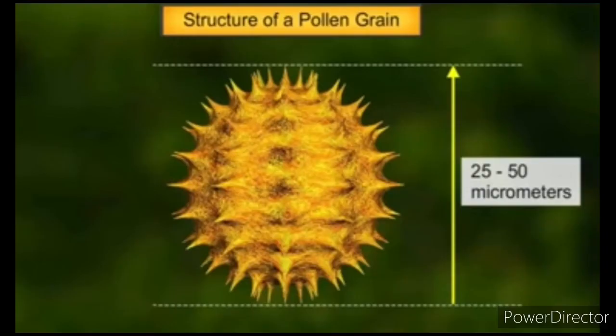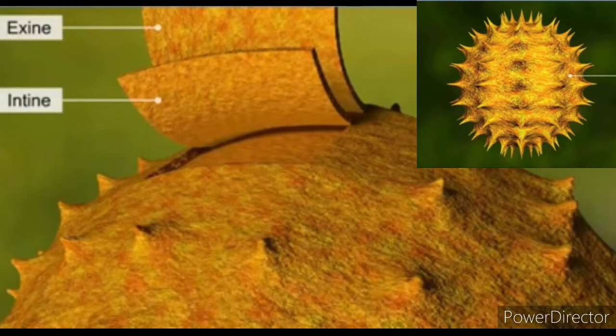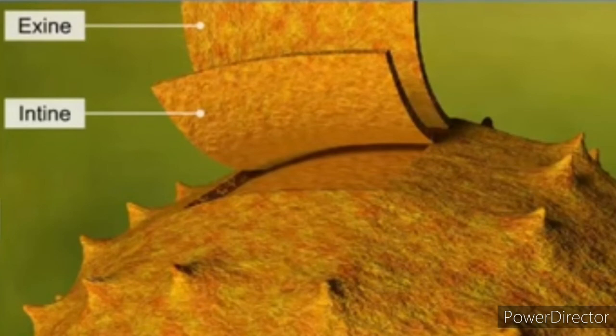Now we have seen the structure. What is the shape? Spherical, oval or triangular, with a diameter of 25 to 50 micrometers, and made up of two layers: outer exine and inner intine. Exine is very hard and made up of sporopollenin. Because sporopollenin is a very hard material, it withstands strong acid, high temperature, alkali or enzymes.